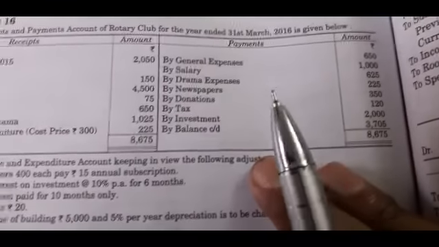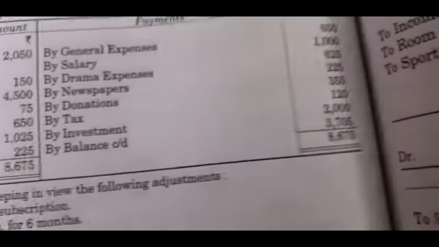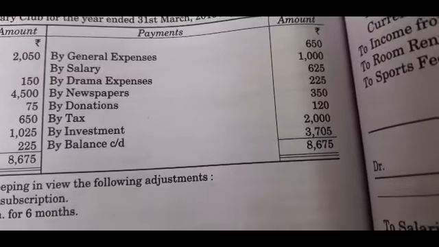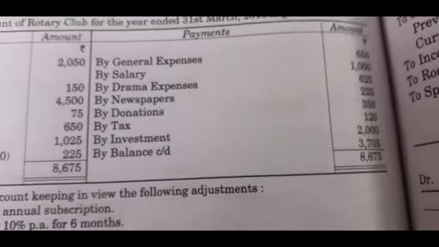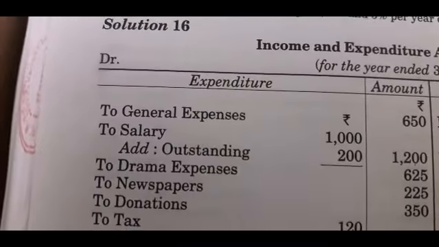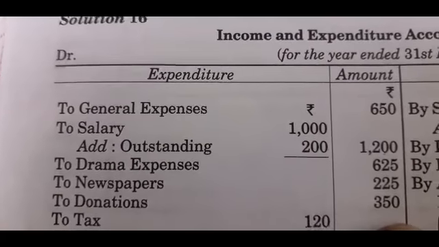The next is by drama expenses, rupees 625. To drama expenses 625 on the expenditure side. Next is newspaper, 225. To newspaper 225. By donations 350. To donations 350. Donation is for general purpose, therefore transfer to the income expenditure account.